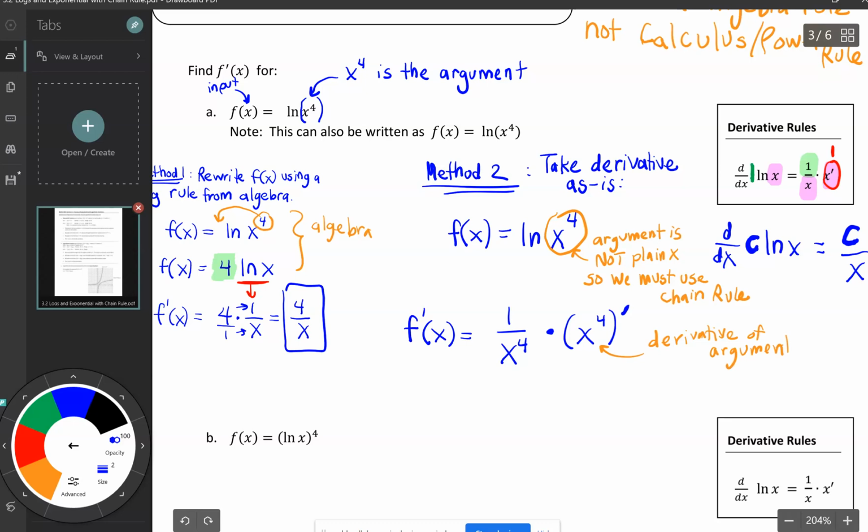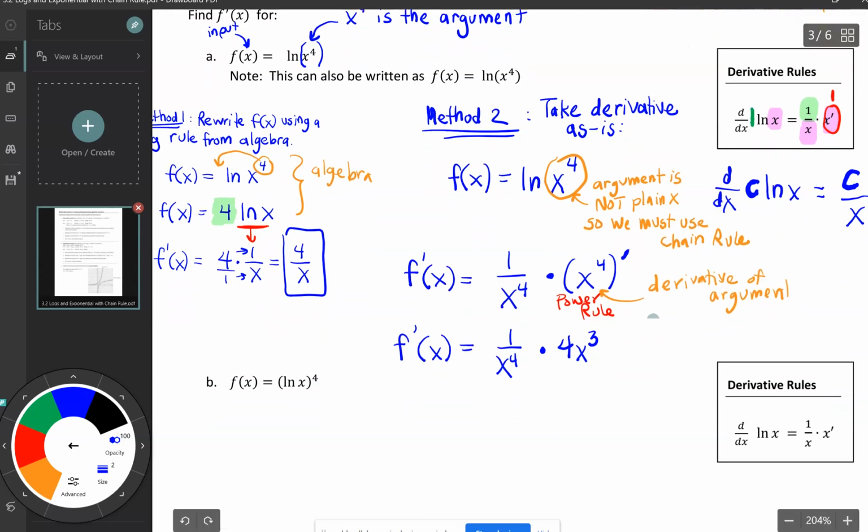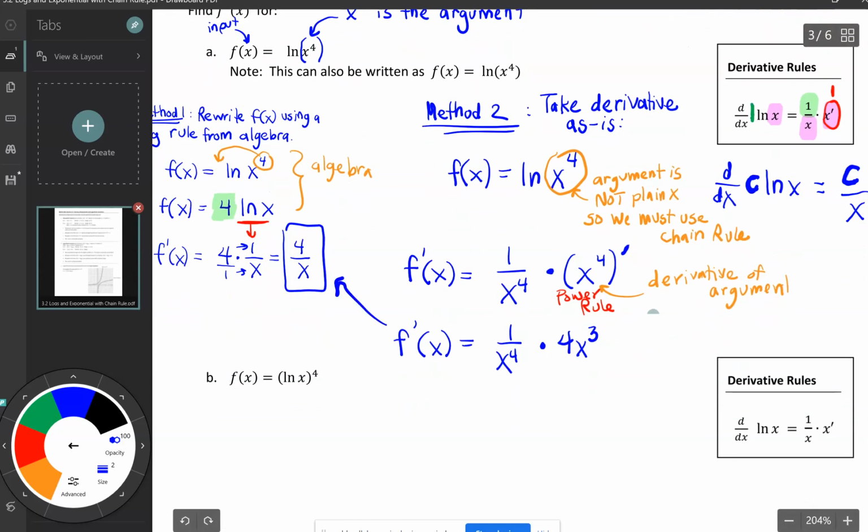Okay, so let's go ahead and do that. So f prime of x equals 1 over the argument times the derivative of the argument. You just do power rule for this. Plain old power rule. The base is a plain x, so it's really straightforward. 4x cubed, technically times the derivative of the base, which is just a 1, so I'm not going to write it. And then we're going to clean this up, because remember, it's supposed to look like 4 over x, and right now it does not.